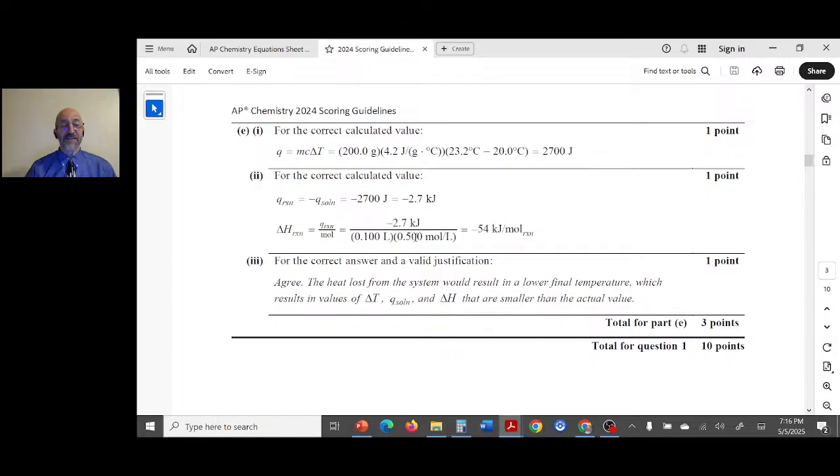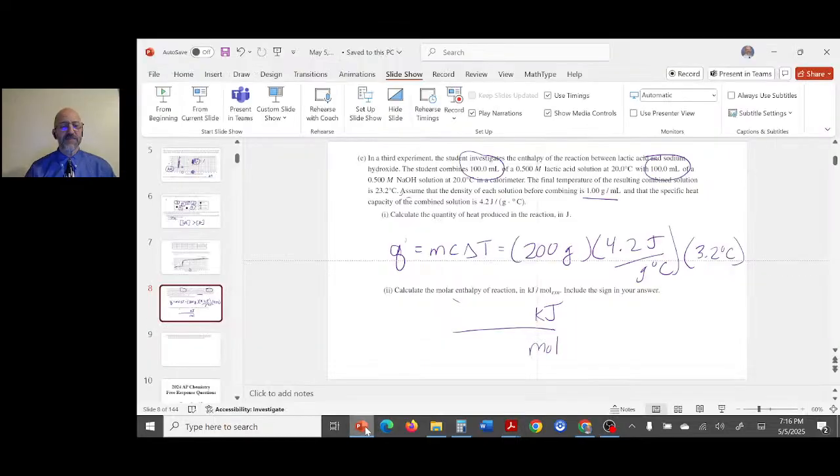But then you can see the denominator is the number of moles. Not the combined number of moles, but the number of moles of either of those reactants or the limiting reactant. All right, and then the last part of this question.